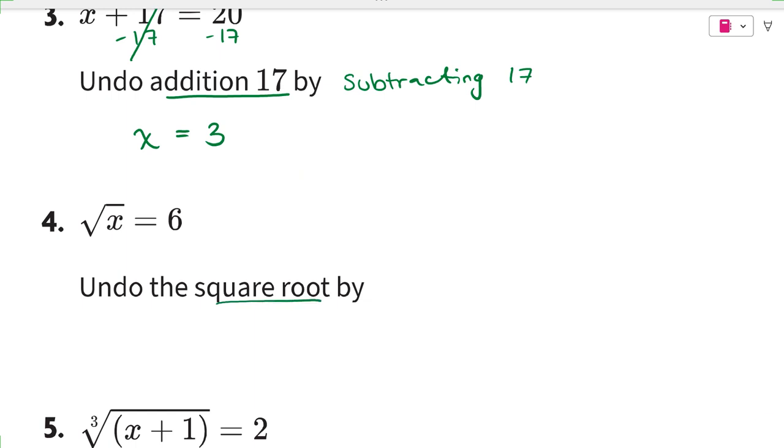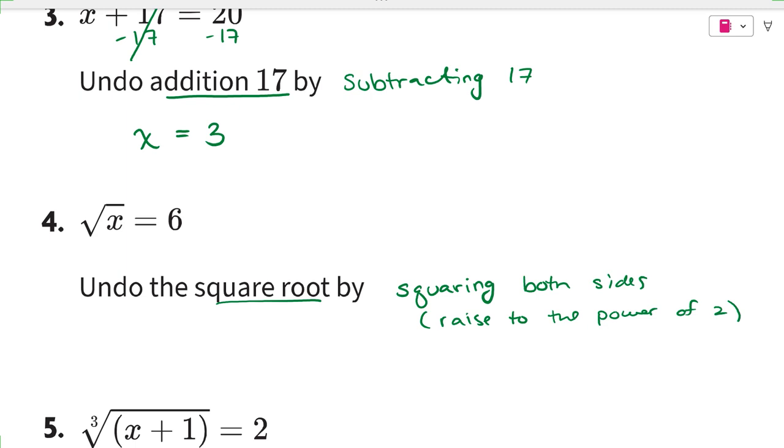So undo the square root by squaring both sides. Again, there's other ways to phrase this. You could say raised to the power of 2. So if I square a square root, remember we need 2 of something to get rid of it, so this is telling me I now have 2 x's, which gets rid of that square root. So it gives me just 1x, and 6 squared, or 6 times 6, is 36.